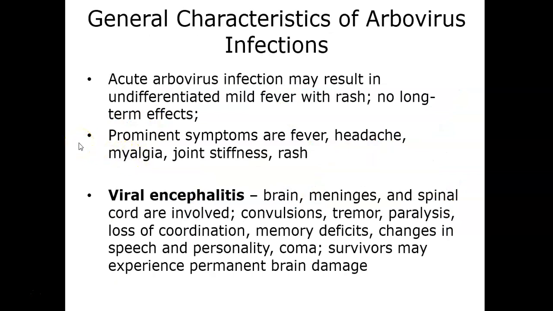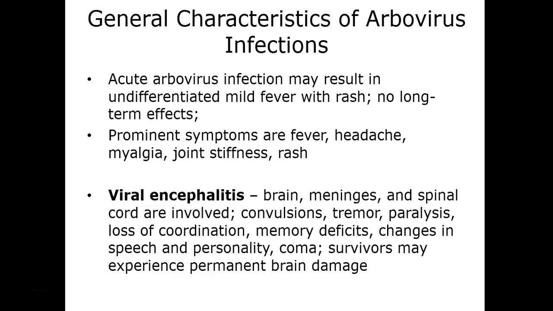So acute arbovirus infections may result in undifferentiated mild fevers with rashes. And when we talk about acute, that often means that there's a rapid onset and it goes away relatively quick. When we talk about chronic, obviously one of the most popular chronic infections that we know of is hepatitis. That means that you have consistent infections for indefinite amounts of time.